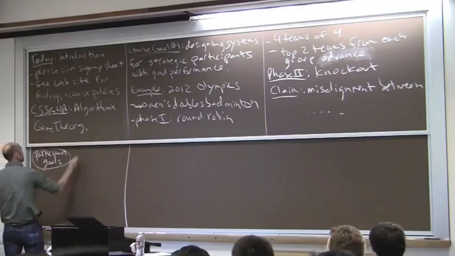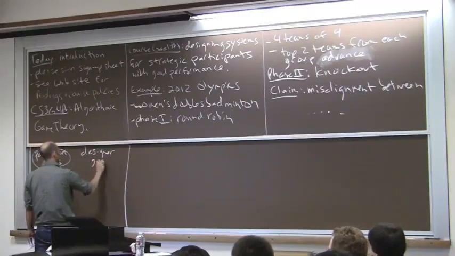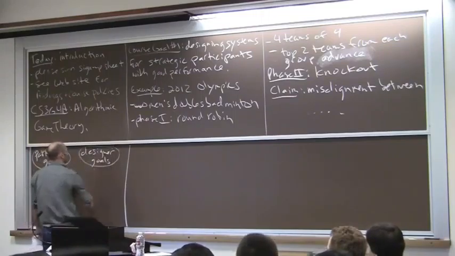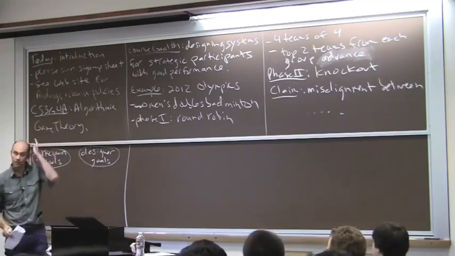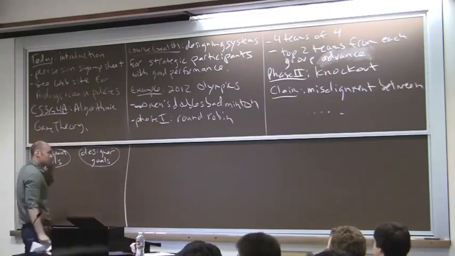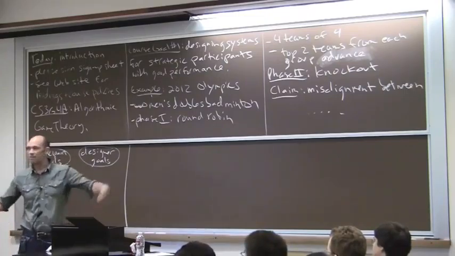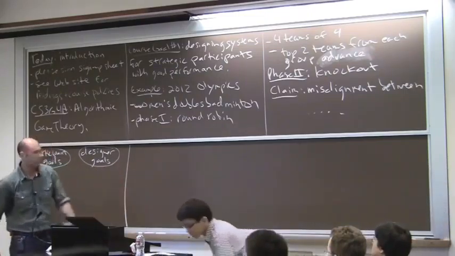So a misalignment between the participant goals and the designer goals. And when this happens, you have trouble. So what do the participants want? Well, that answer is straightforward. Every team wants the best medal that it can get. Okay?